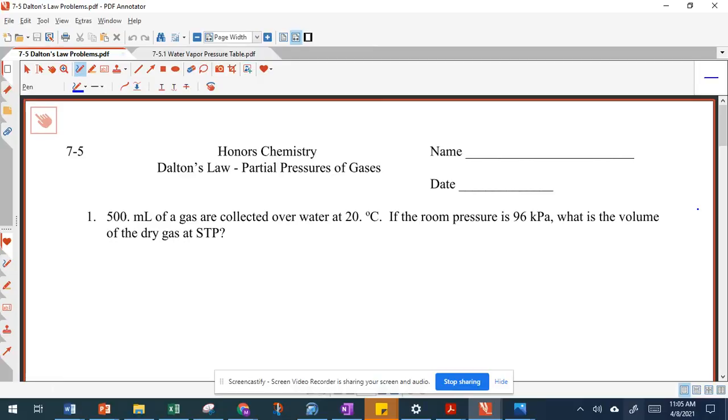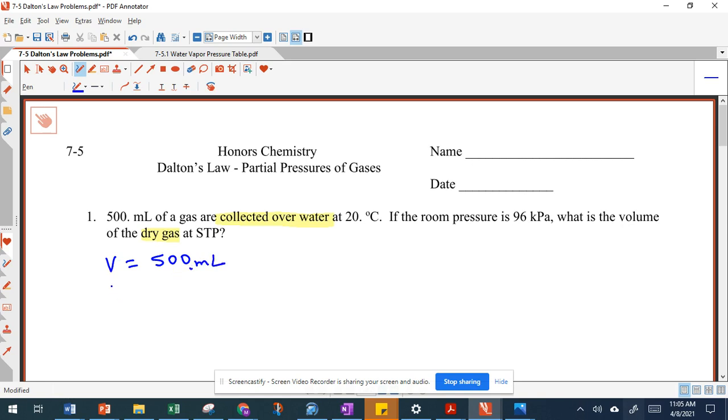I'm going to go over a problem now which uses Dalton's law as well as either the combined gas law or the ideal gas law. So when you see a problem where it says it's collected over water, this is telling you that you're going to have to use Dalton's law at some point in the problem. You'll also notice here it says dry gas, so once you get the pressure of the dry gas by itself. So first of all, we know that we have a volume of 500 milliliters.